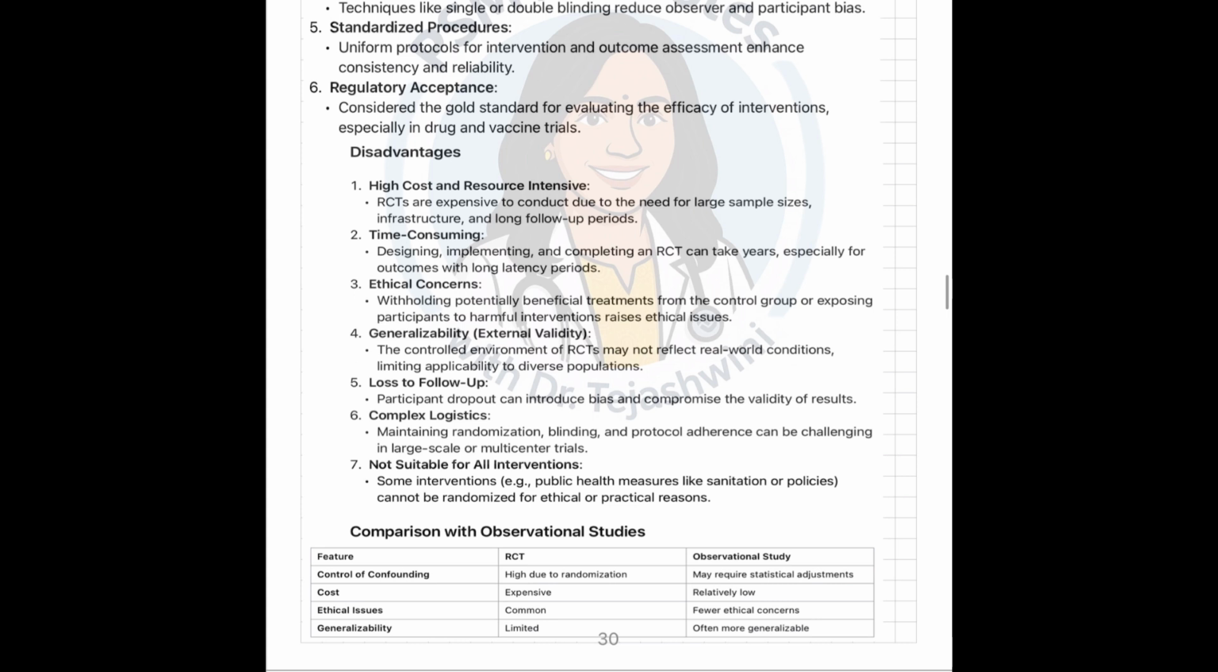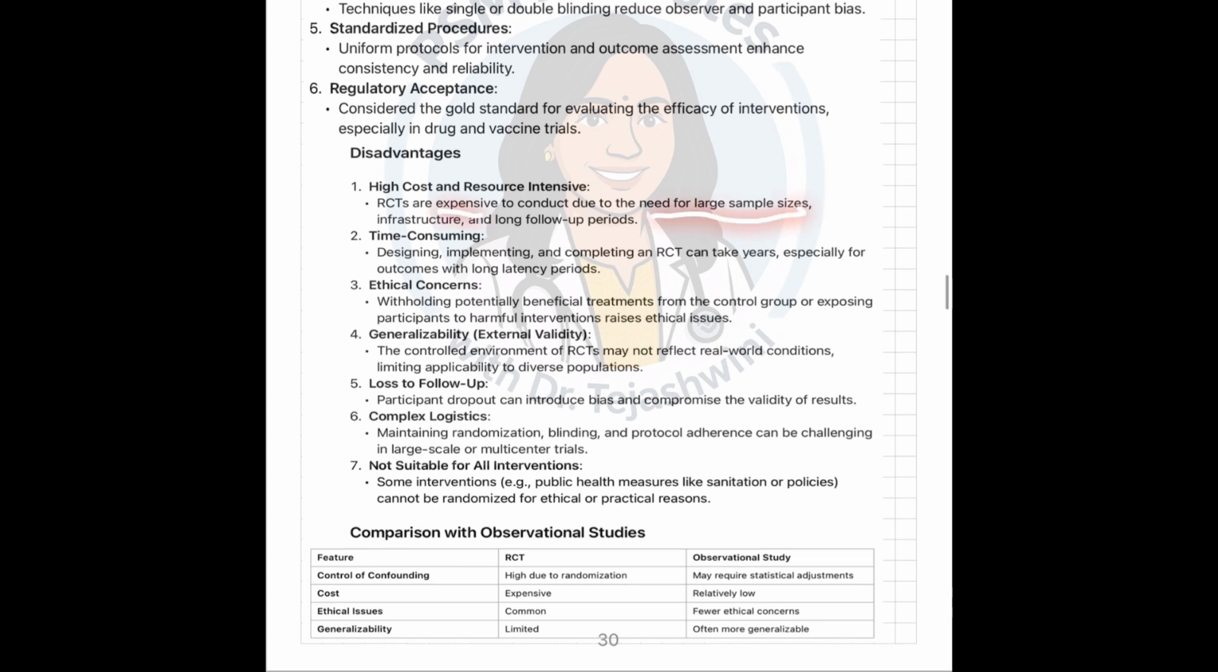Disadvantages of RCTs: high cost and resource intensive. RCTs can be expensive due to the need for large sample sizes, infrastructure, and long follow-up periods. The complexity of these studies often requires significant funding and resources. Time-consuming. Designing, implementing, and completing an RCT can take years, especially when studying long-term outcomes.